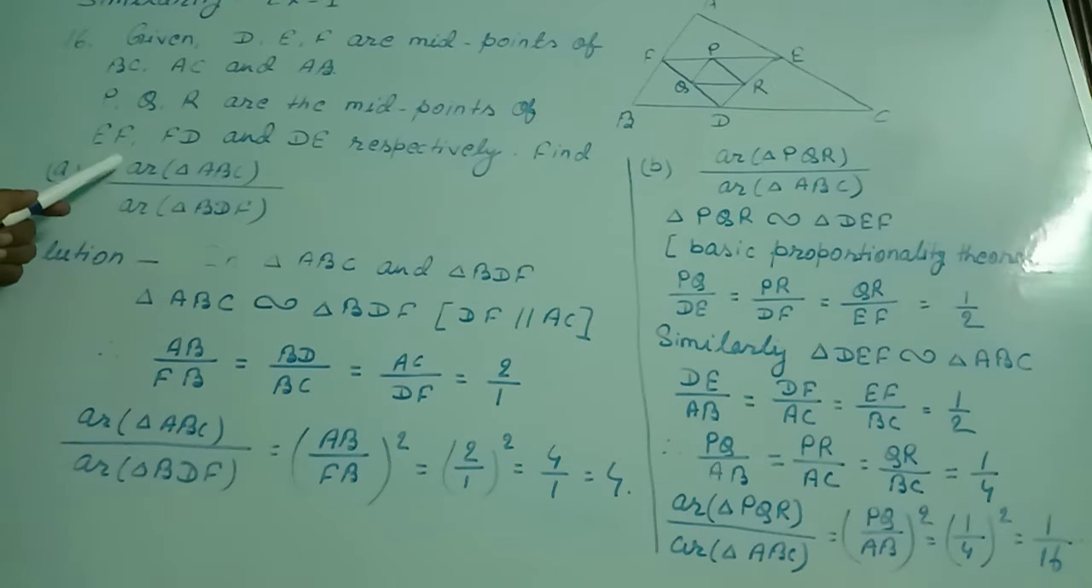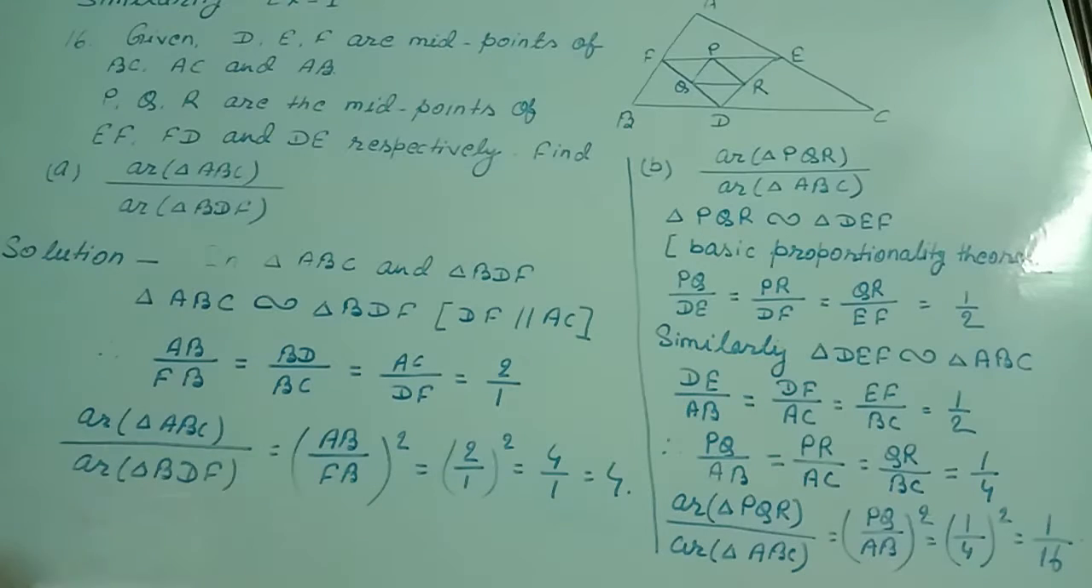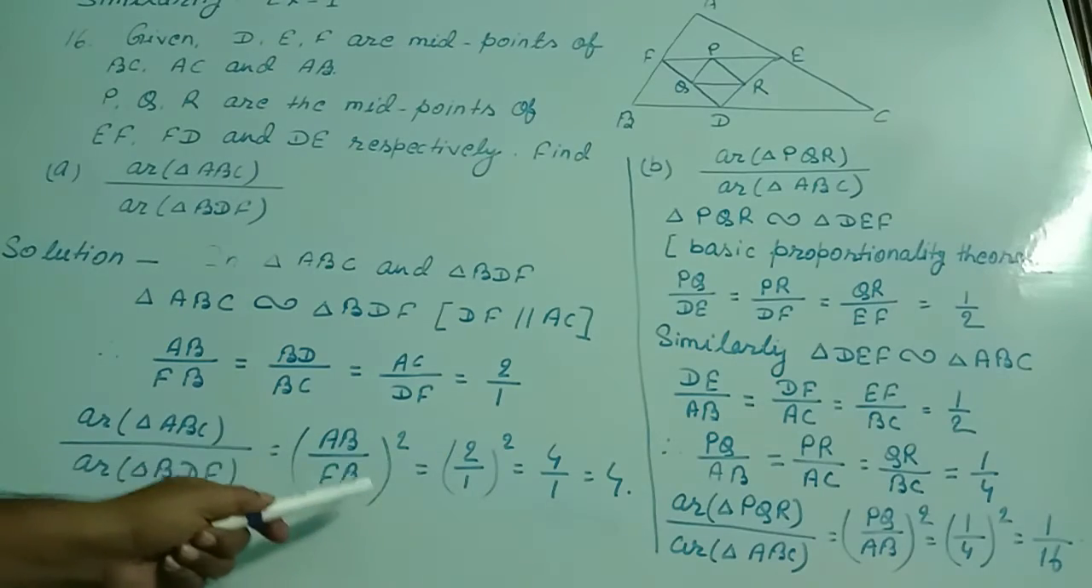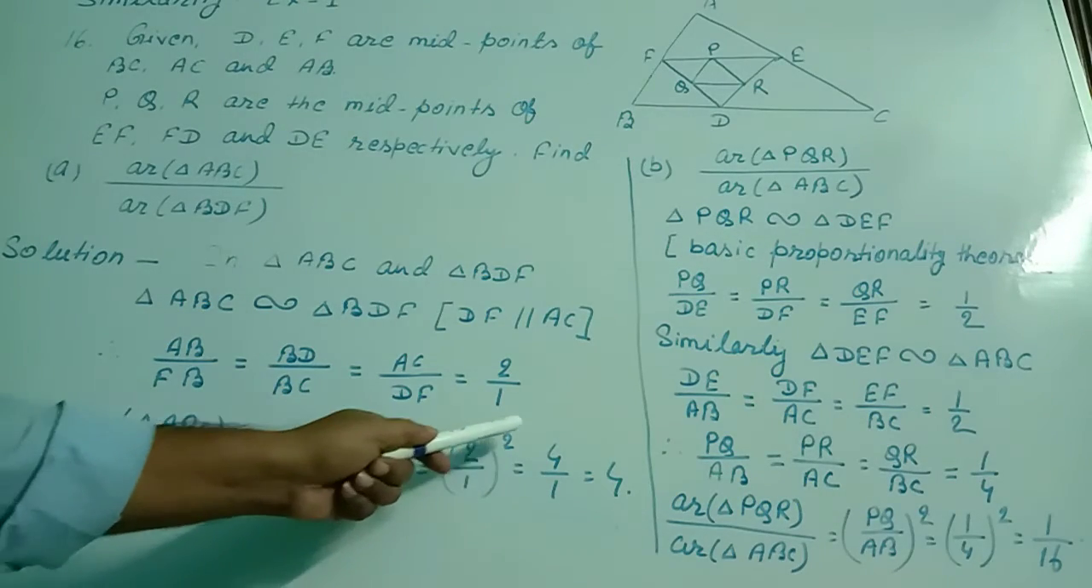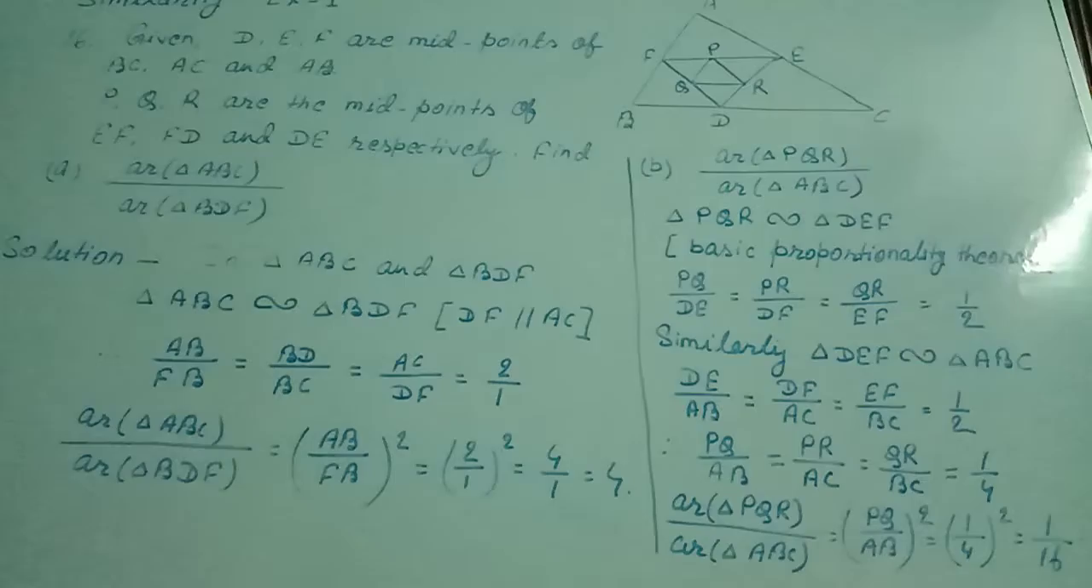Now I wrote this area of triangle ABC by area of triangle BDF equal to square of ratio of the corresponding sides. So AB by FB whole square, that is equal to 2 by 1 whole square equal to 4 by 1, that is 4.